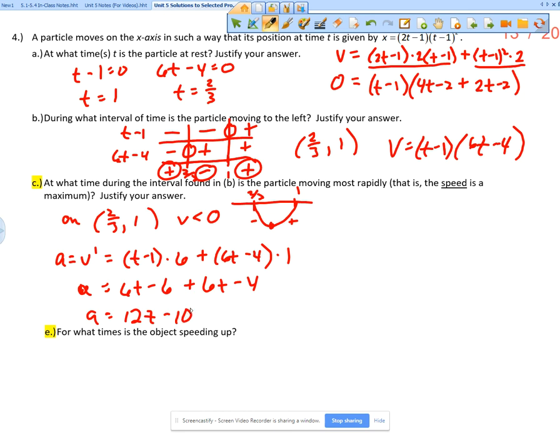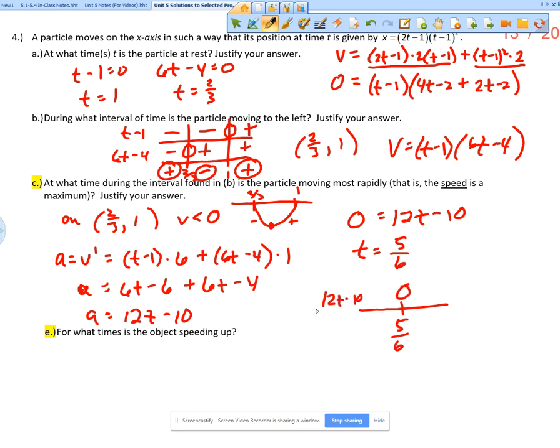All right, and so now, in order for velocity to be a minimum on this interval, we need to set acceleration equal to 0. So I get 0 equals 12t minus 10, and so I add 10 divided by 12, t equals 10/12 or 5/6. Now, the first thing we want to do is verify that 5/6 is between 2/3 and 1, which it is, and then we need to verify that the velocity does in fact go from negative to positive.